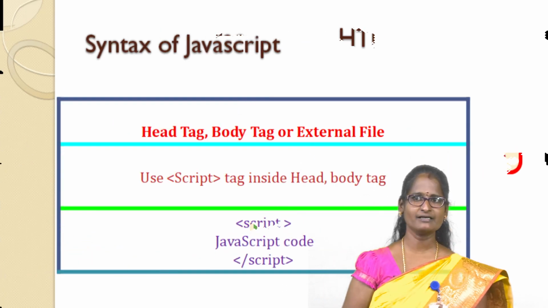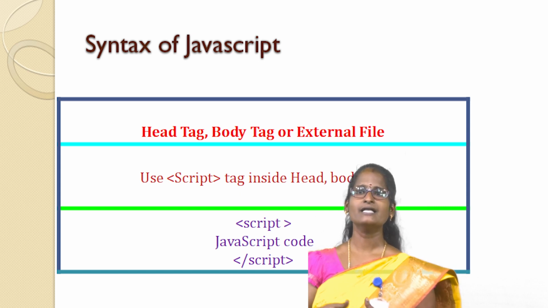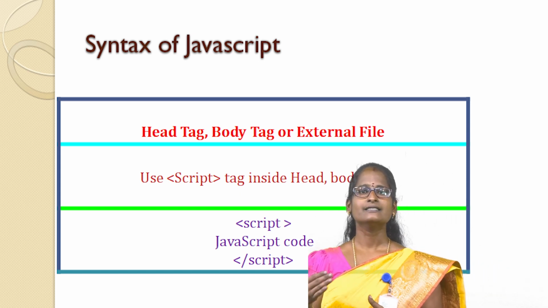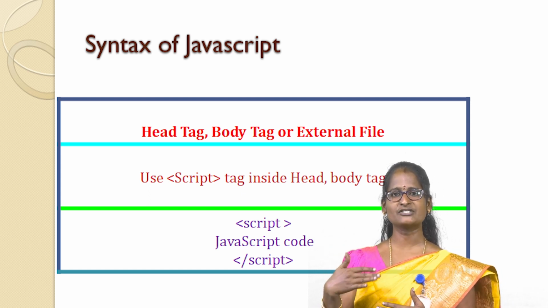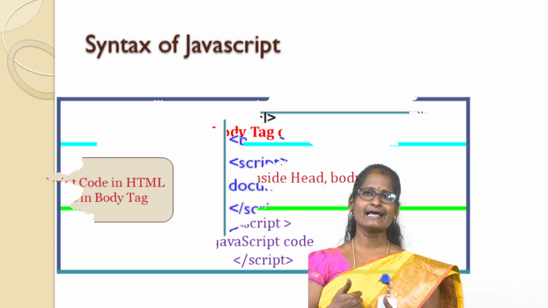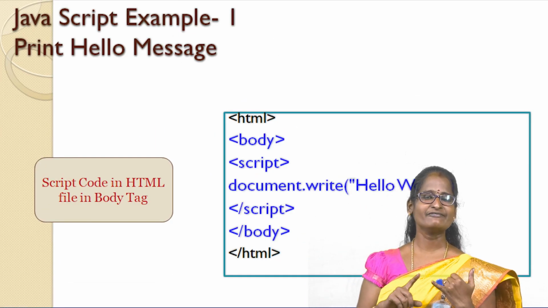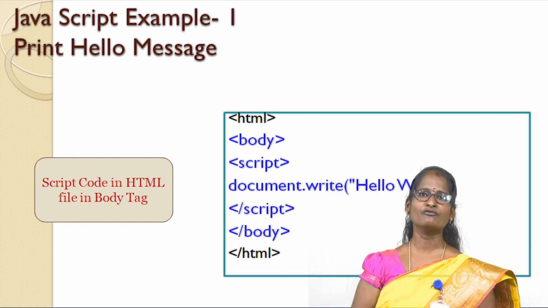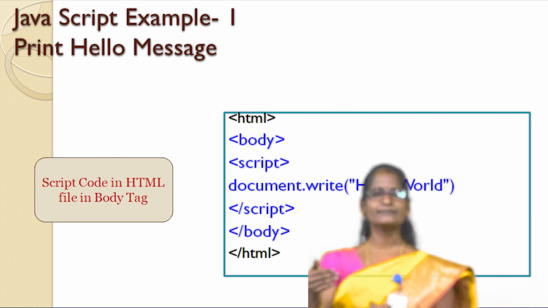Then the syntax of JavaScript. First, we know the head tag, body tag or external file. Second, we put the script tag inside the head or body tag. Then the third one is the JavaScript code, then the /script tag. Then for example, print the hello message. First we have HTML, then the body tag, then the script tag. So this is the example of printing the hello message: HTML, body tag, then script.